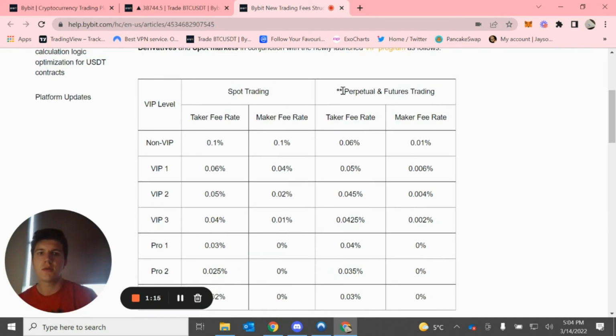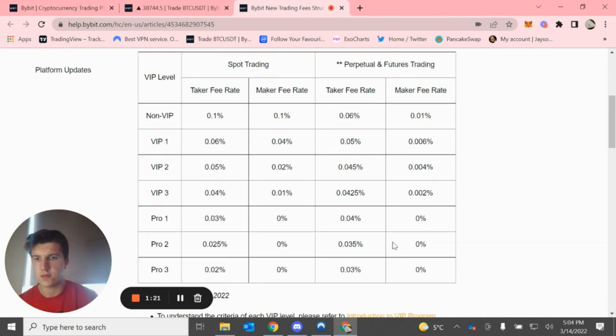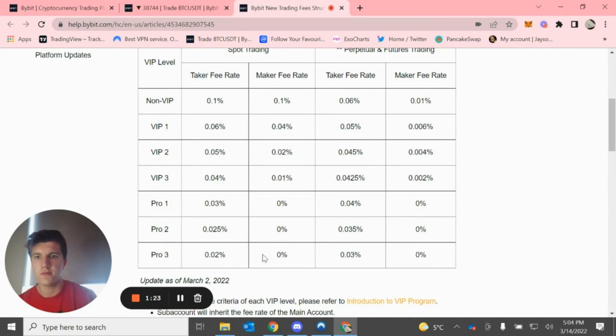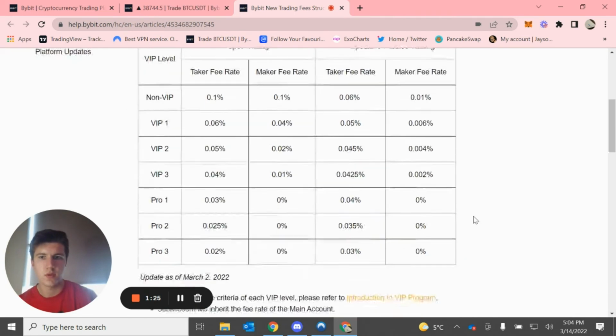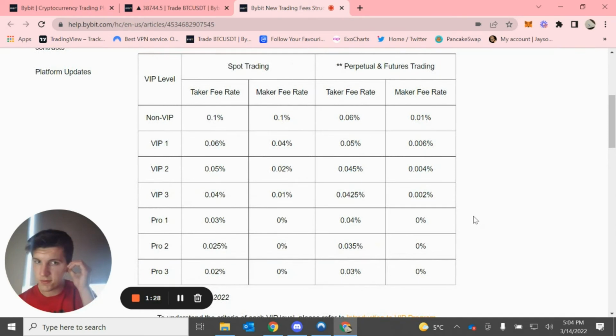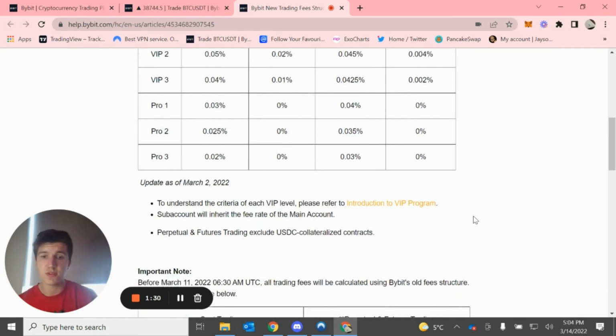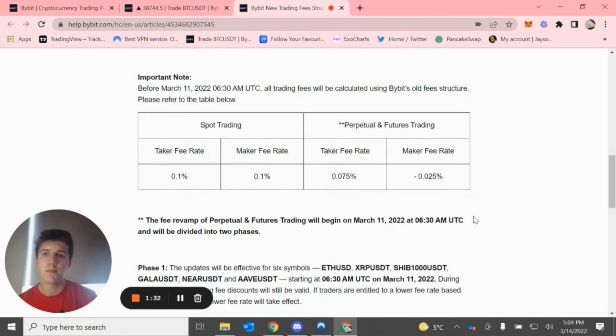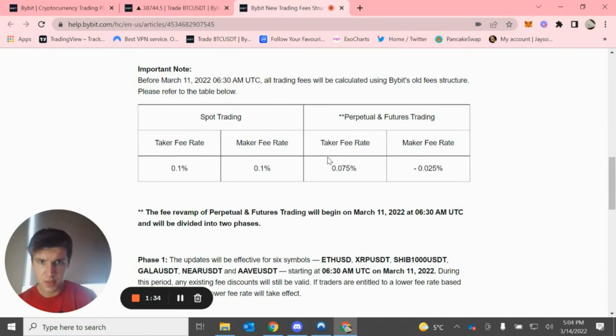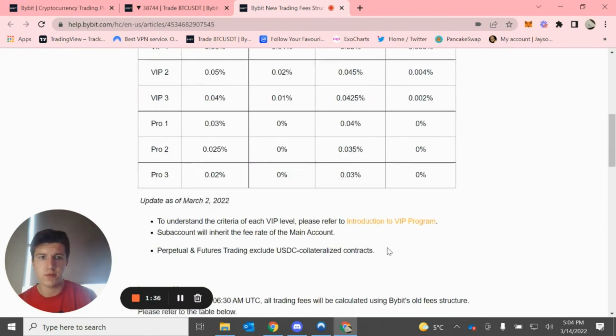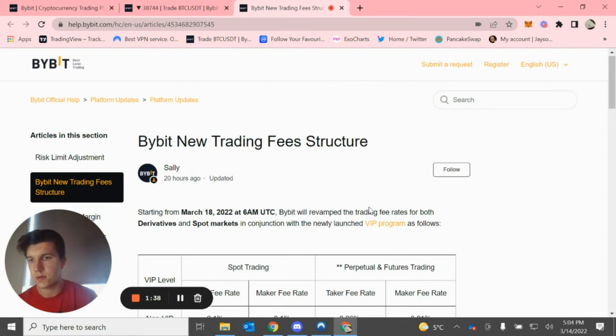And then you've got perpetuals and futures trading up here on this side, and the maker and taker fees are like so, based on the VIP and pro level. This must be exclusive to Bybit. I don't really pay much attention to it, but this was the old fees, but we'll try not to confuse you too much and get into that.